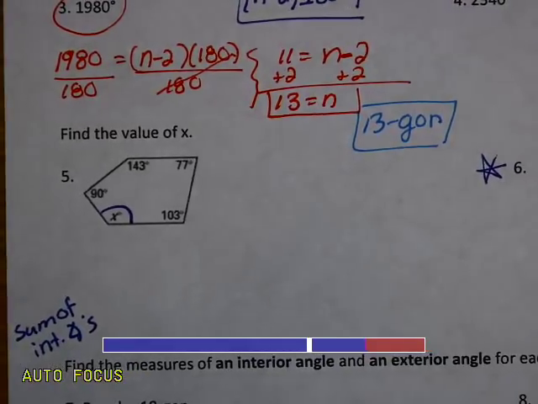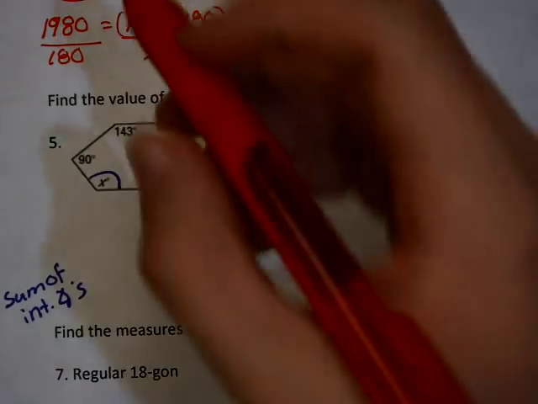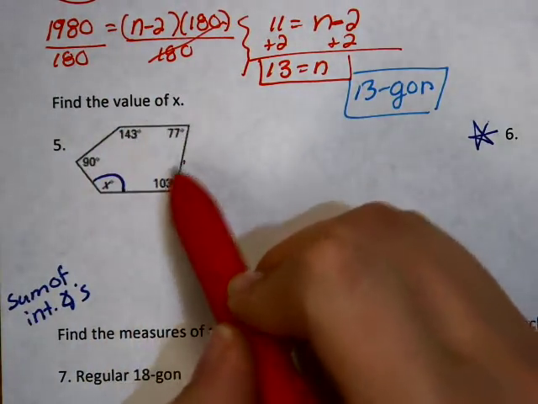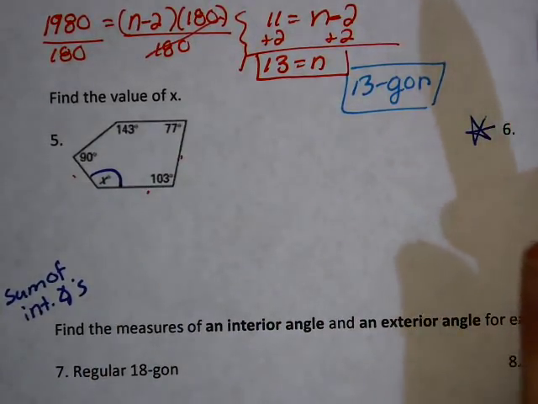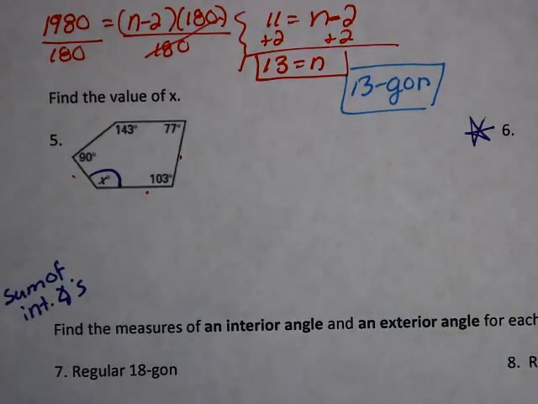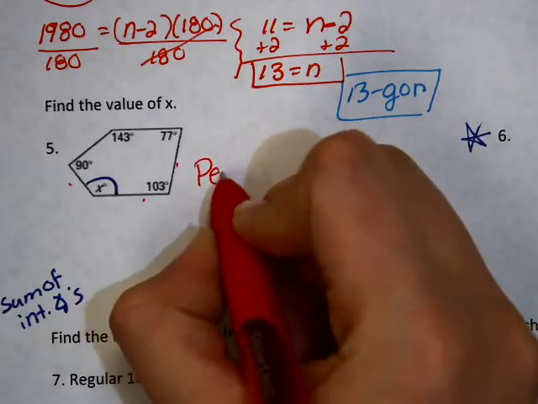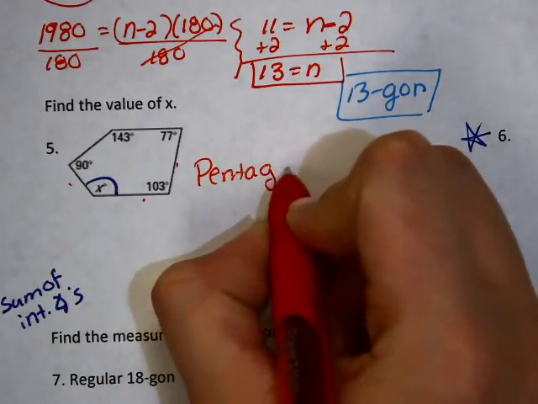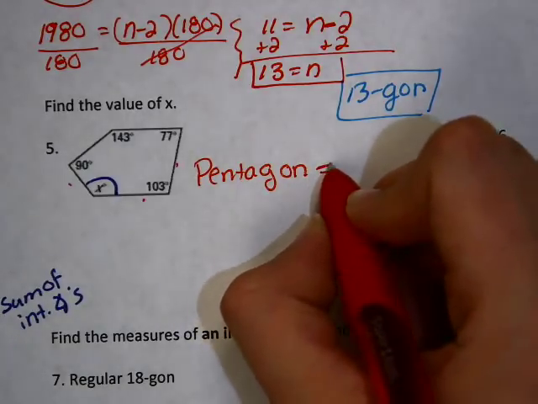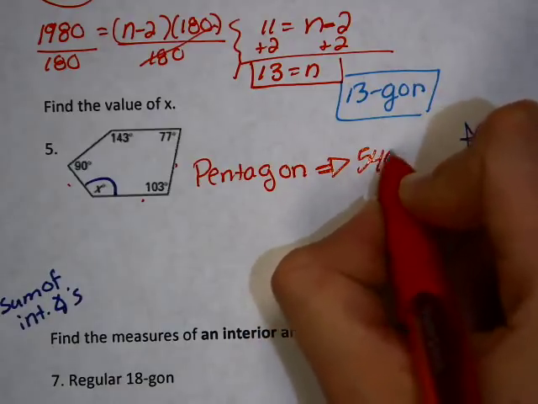All right, let's just focus on number 5 real quick. Let's figure out what kind of polygon we're working with. We have 1, 2, 3, 4, 5. I have a five-sided polygon, so I know that it's a pentagon. And a pentagon has a sum of interior angles of 540 degrees.